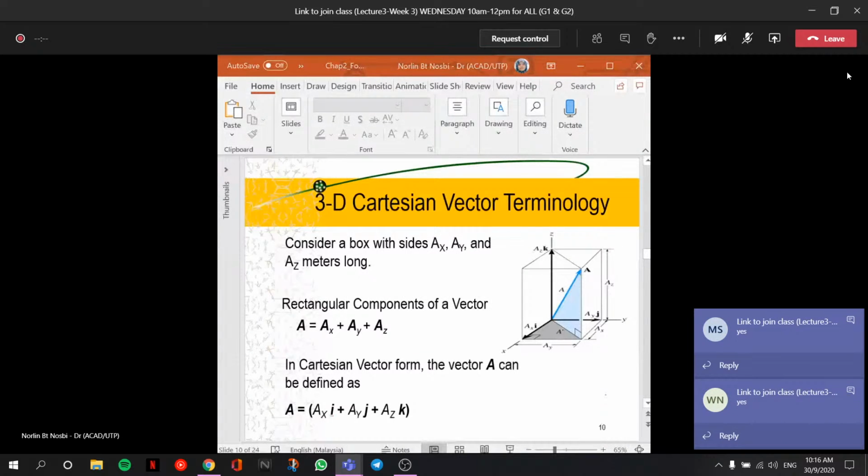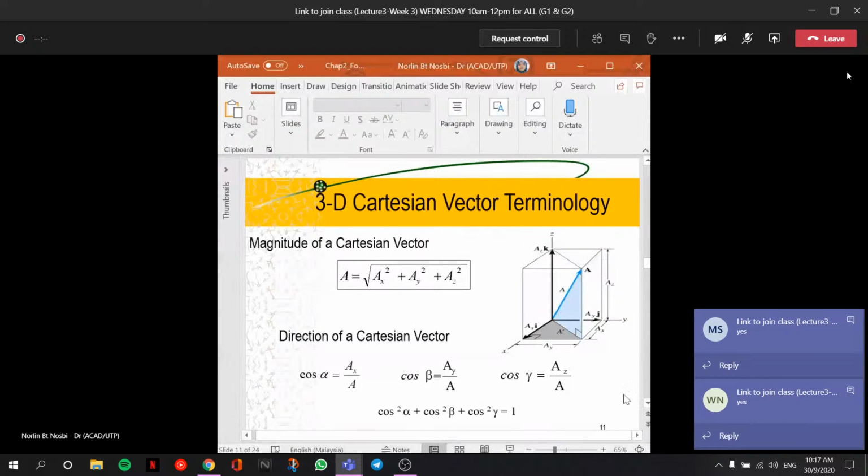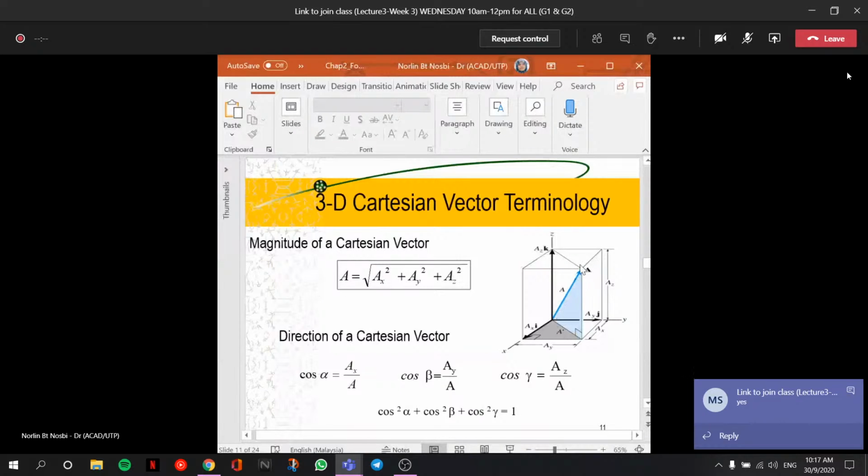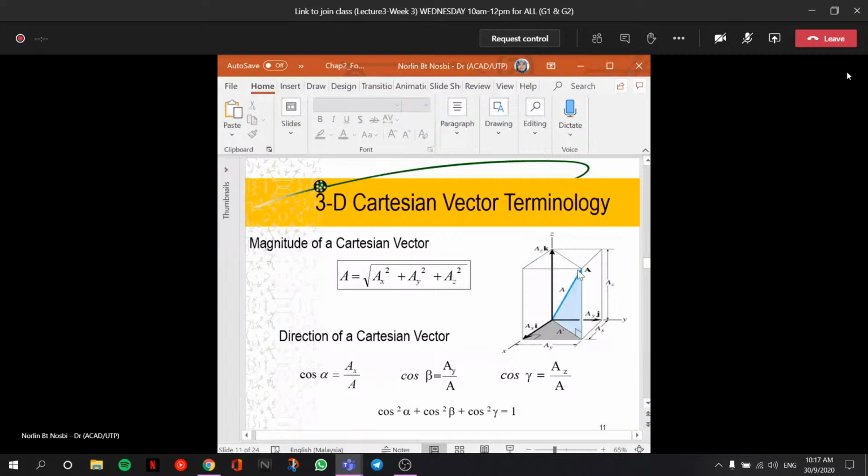Okay. Now let us look at the next one. Magnitude. What is the magnitude? Magnitude is the value along this vector A here. What is the value? For example, how many cm is this vector? How do you want to find it?